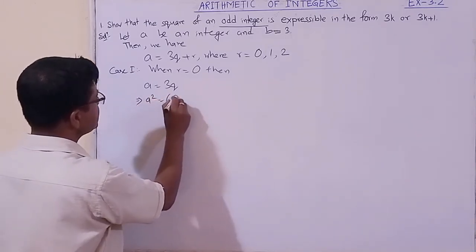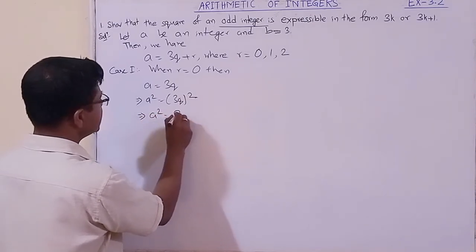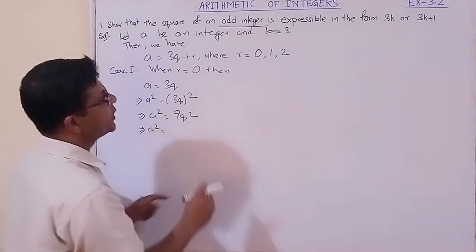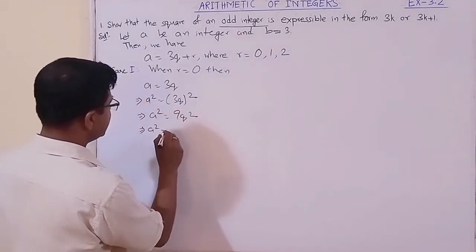Square, 3q square, 9q square, a square. We have to arrange in this form. All right, you know it, you got this in general mathematics.